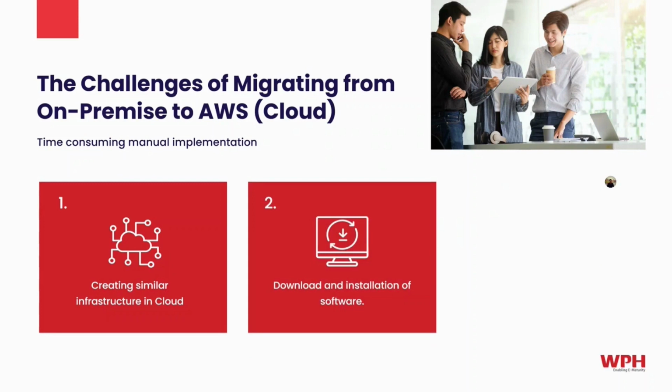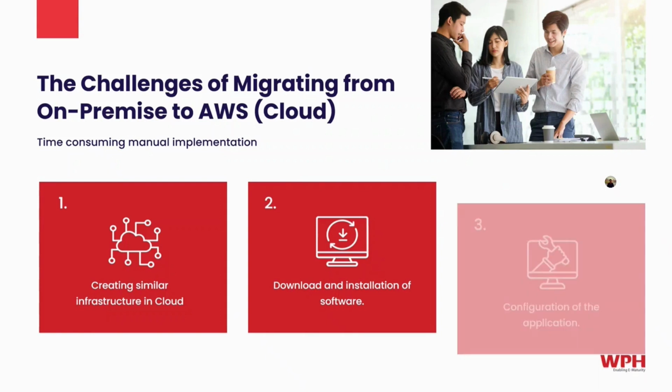The second phase is downloading and installation of the software. Your application might be a SharePoint application, or a Sitecore application, or a .NET application, or some other Java application. The corresponding software has to be downloaded and installed. After downloading and installation, there are multiple configurations which you'll be performing, so that your software aligns with your application to work on AWS.